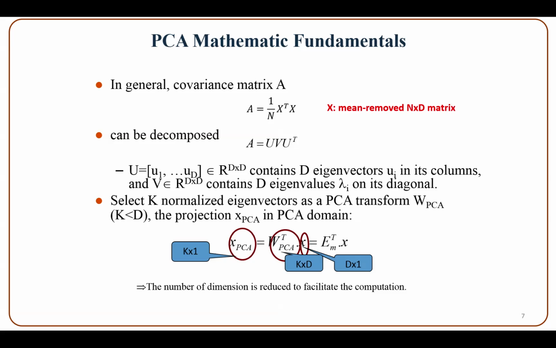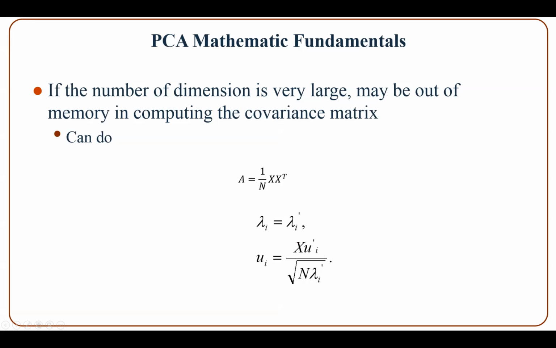than d. If the number of dimensions is very large, then you may run out of memory in computing the covariance matrix. Then you can compute the covariance matrix of size n by n instead, and from there you get the eigenvalues and eigenvectors lambda i prime and ui prime, and from there you get lambda i and ui, as you would have with the d by d covariance matrix.